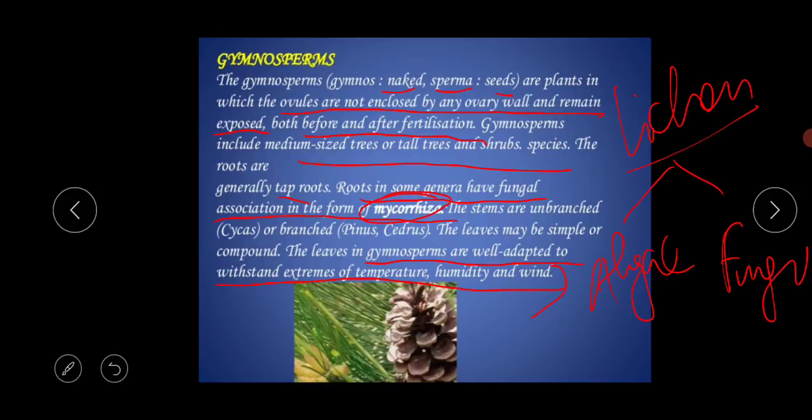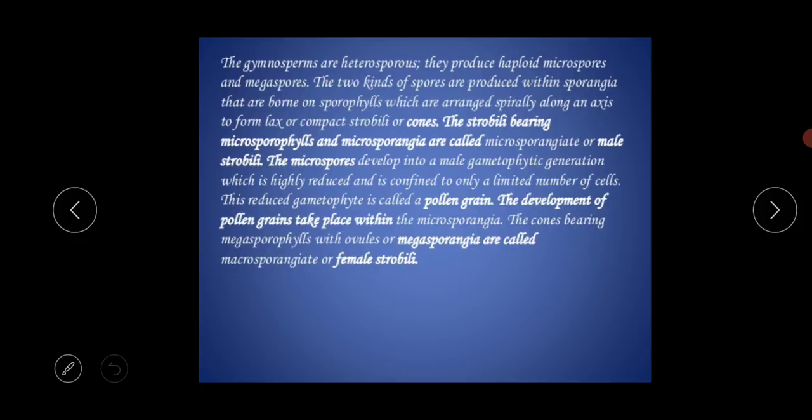There is another important and unique feature you can see in gymnosperms, the mycorrhizal association. What is the meaning of it? The roots in some genera have a fungal association in the form of mycorrhiza. Here the stems are unbranched or branched and the leaves may be simple or compound. The leaves in gymnosperms are well adapted to withstand extremes of temperature, humidity and wind. Their thick cuticle and sunken stomata also help to reduce water loss.